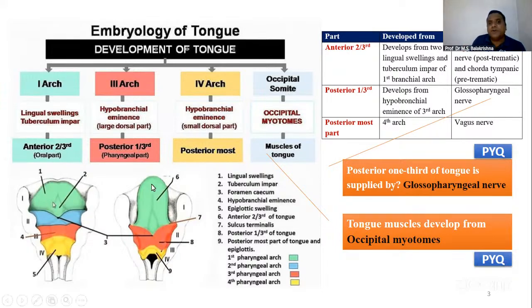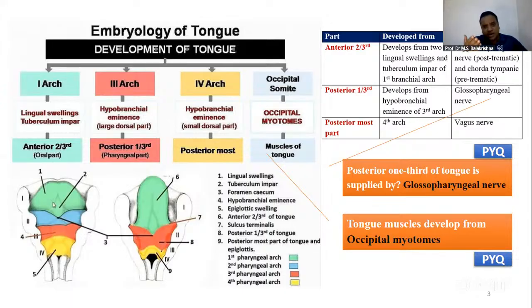So that forms the posterior 1/3 of the tongue. So the color coding is also there. You can relate with the color coding. And the fourth arch, which is in yellow color, they form the posterior most part of the tongue, the last part of the tongue. So this is the diagram which you should learn.